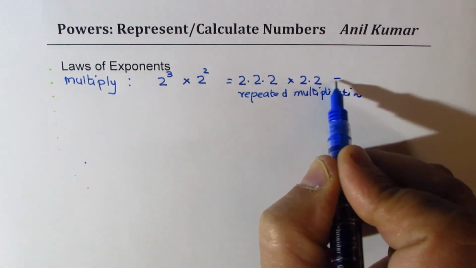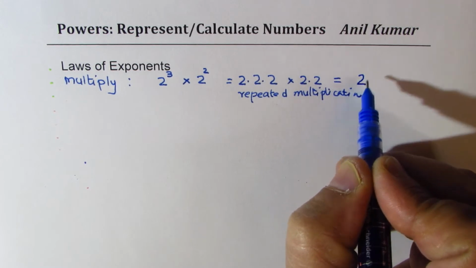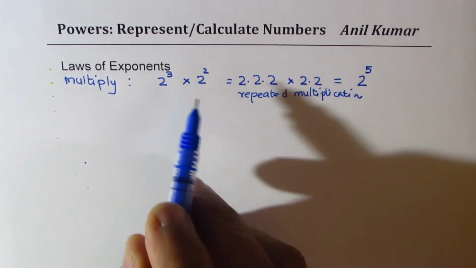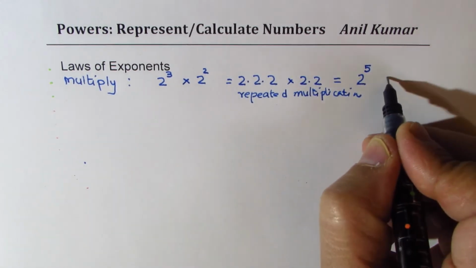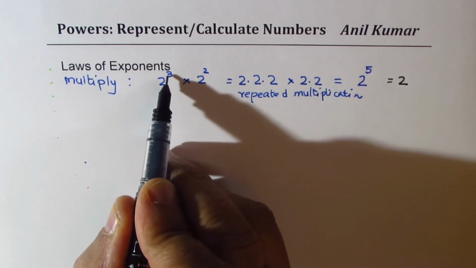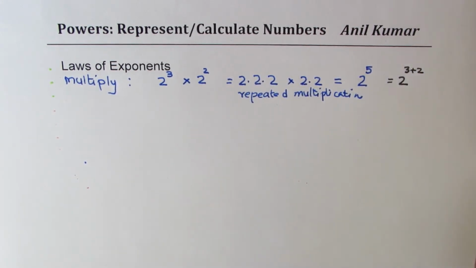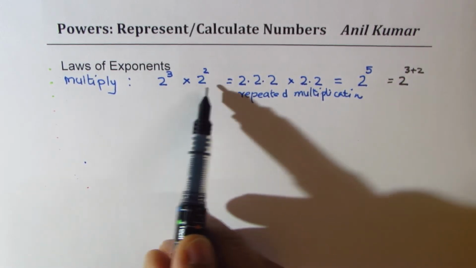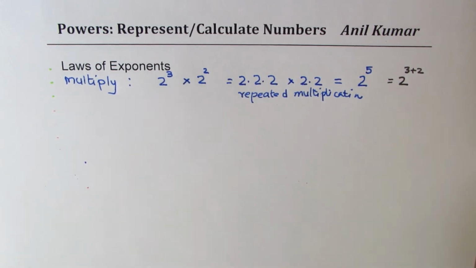So I could write this again as a power, where the base is 2 and the exponent is 1, 2, 3, 4, 5. Do you see that part? Now the easy way to get this is 2 to the power of 3 times 2 to the power of 2. You could add these powers, 3 and 2, and you get the same answer. You get an idea. So basically, when you multiply numbers with exponents, the exponents get added up.